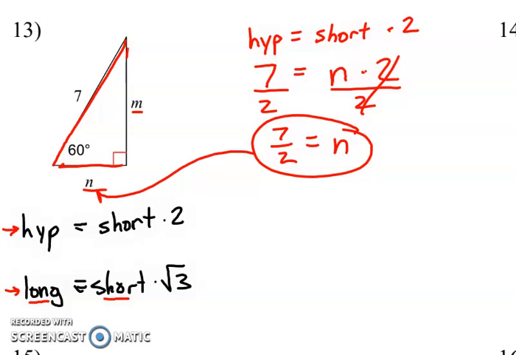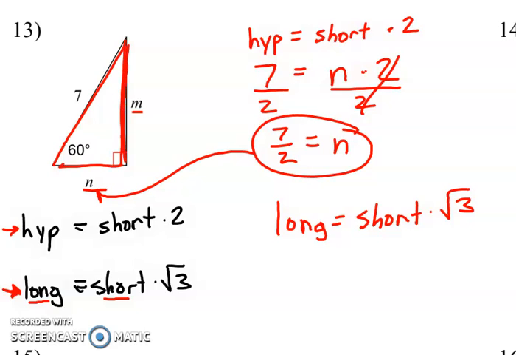Now, in order to find the long side here, which is labeled as m, I can go back and use this equation on the bottom, because now I have enough information to make use of it. The long side is the same as the short side times the square root of 3. So I still don't know what that long side is. That's this one, that's m, that I'm trying to solve for. But I now know the short side is 7/2. And I'm going to multiply that 7/2 by the square root of 3.